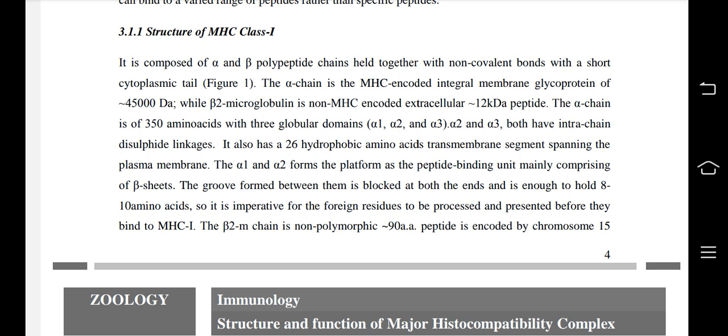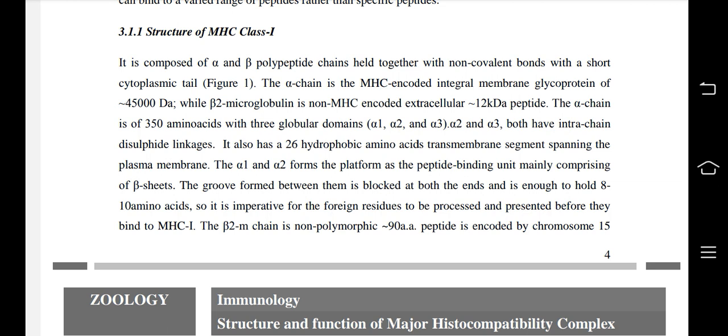The alpha chain is of 350 amino acids with 3 globular domains: alpha 1, alpha 2, alpha 3. Alpha 2 and alpha 3 both have intra-chain disulfide linkage. There is also a 26 hydrophobic amino acid transmembrane segment spanning the plasma membrane. The alpha 1 and alpha 2 form the platform as the peptide binding unit, mainly comprising beta sheets. The groove formed between them is blocked at both ends and is enough to hold 8 to 10 amino acids, so it is imperative for the foreign residues to be processed and presented before they bind to MHC1.